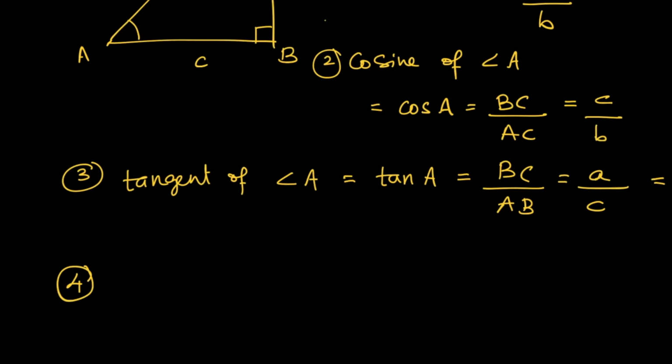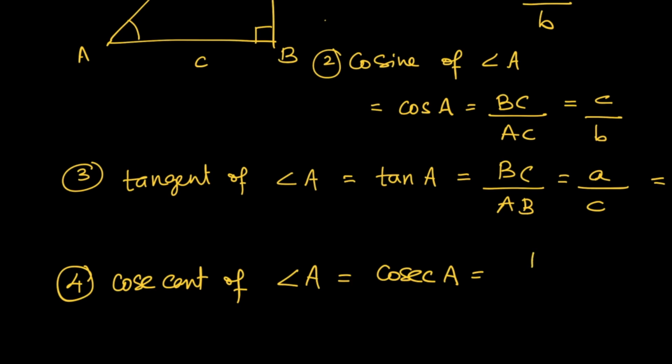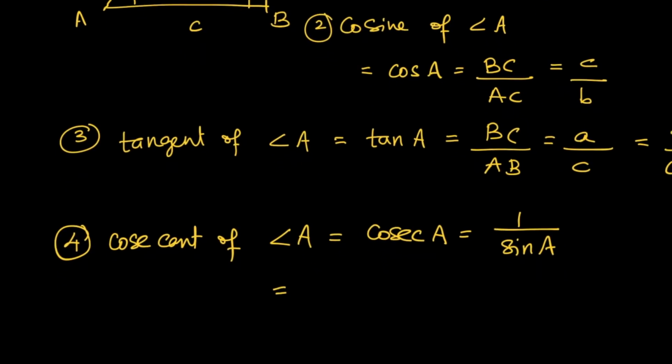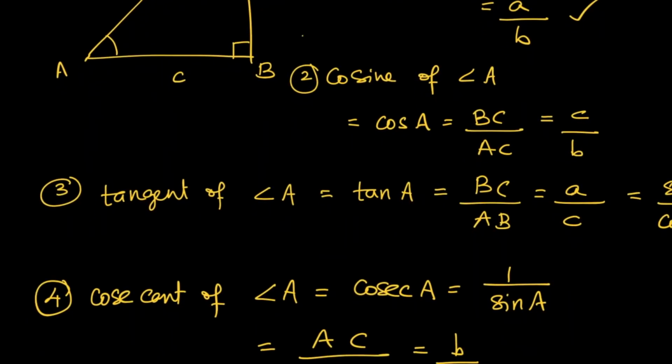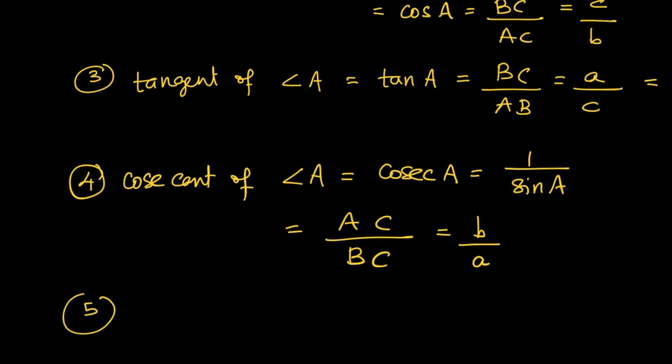And the fourth trigonometric ratio is going to be the cosecant of angle A. It is written as cosec A, and the definition is 1 over sine of angle A. 1 over sine of angle A is nothing but the hypotenuse divided by the side opposite to angle A, which is AC divided by BC, small b divided by small a. So it is nothing but the reciprocal of sine, b by a. And the fifth one is secant of angle A.